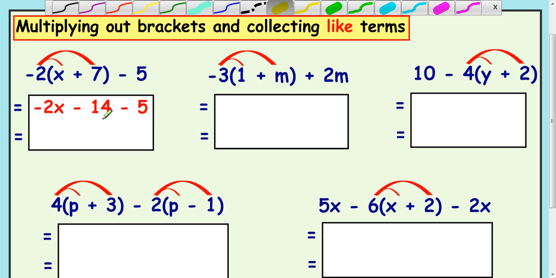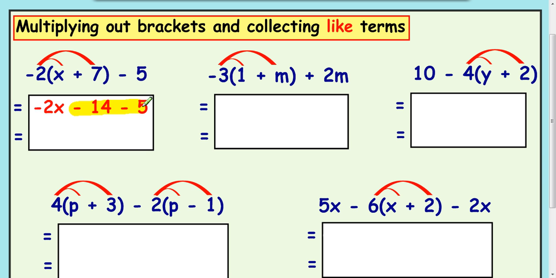We then look to collect terms that are the same. So you can see we've got numbers here, so we can collect them up. We've got this bit here. So really we've got negative 2x, take away 14, take away 5. That's really negative 19, or subtract 19.